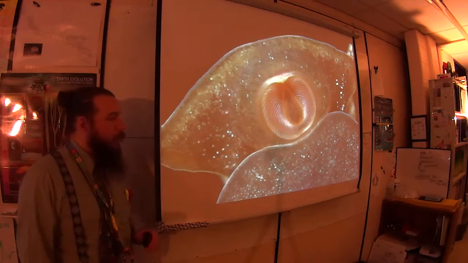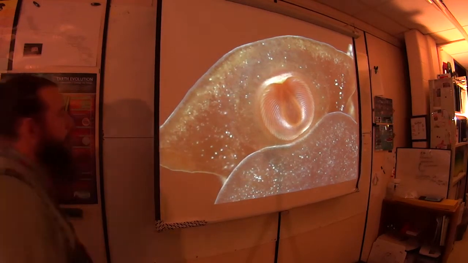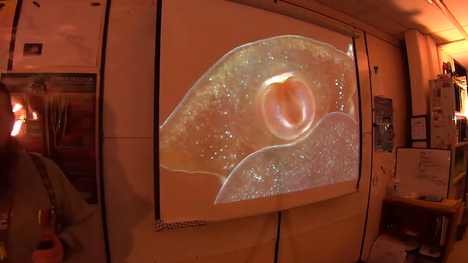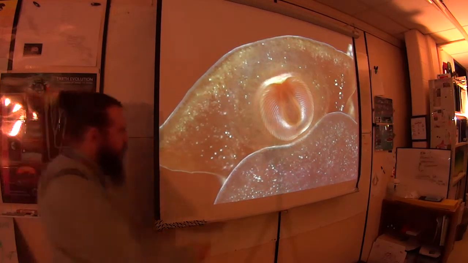Not so bad. Can you tell me which parts of the tongue, that whole big old honker, what's the teeth and what's the tongue? The teeth are the grooves on the outside.